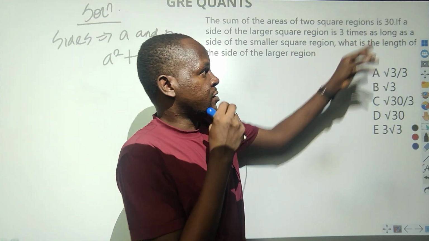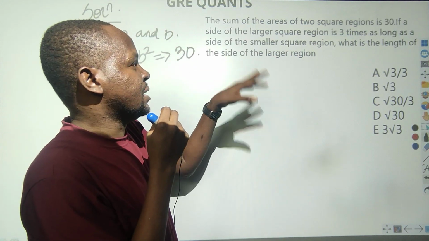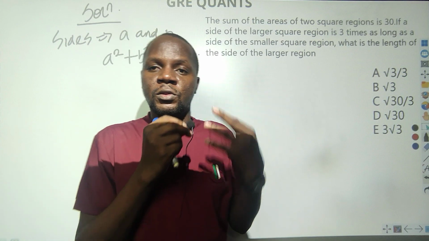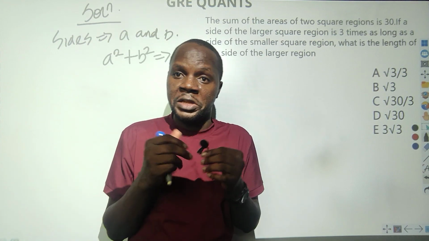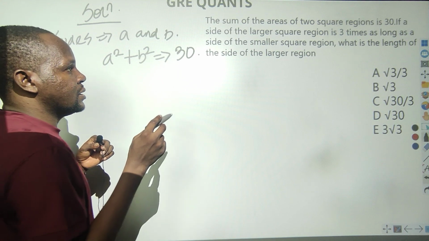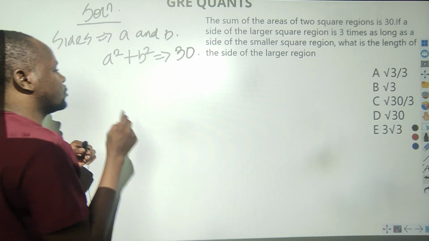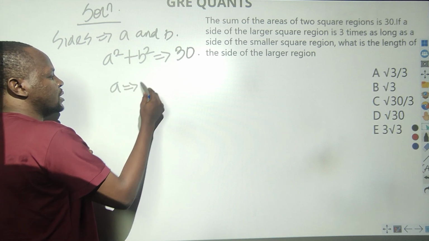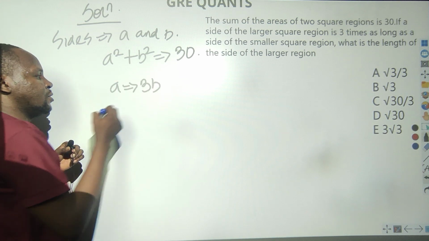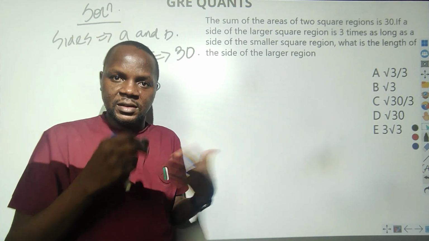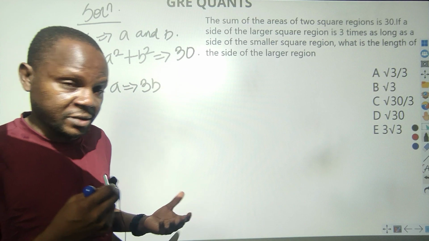Now, the condition says the side of the larger square region is 3 times as long as that of the smaller square region. So you can take any one, but what that says is the side of one is 3 times the other. So I can say A is equal to 3B, that is, the side of A is 3 times larger than that of B. I think these are simple things we can easily understand.